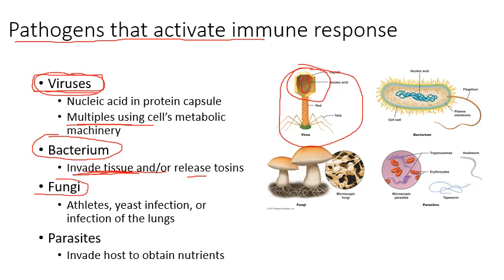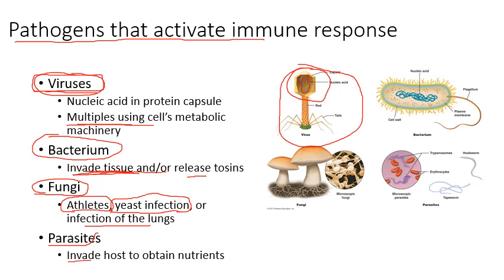Funguses. Okay, common ones are athlete's foot, jock itch, yeast infection. There are also some fungal infections of the lungs, but the more common ones are typically on linings. They typically multiply on the linings, but can gain access and take over. Okay. Parasites.